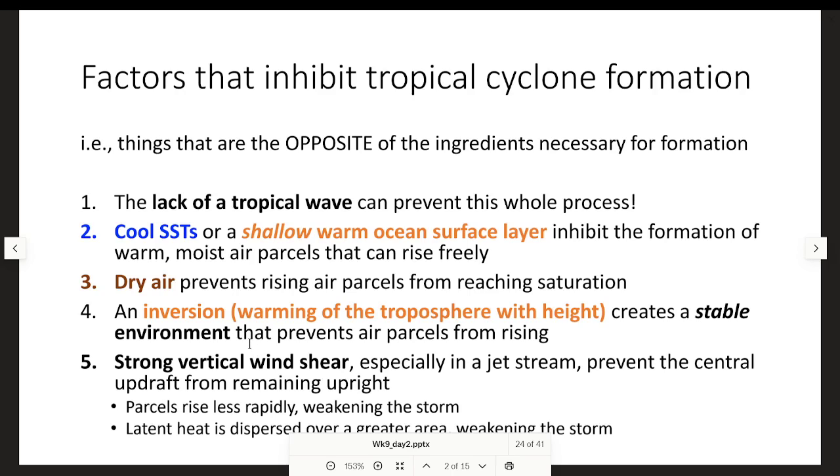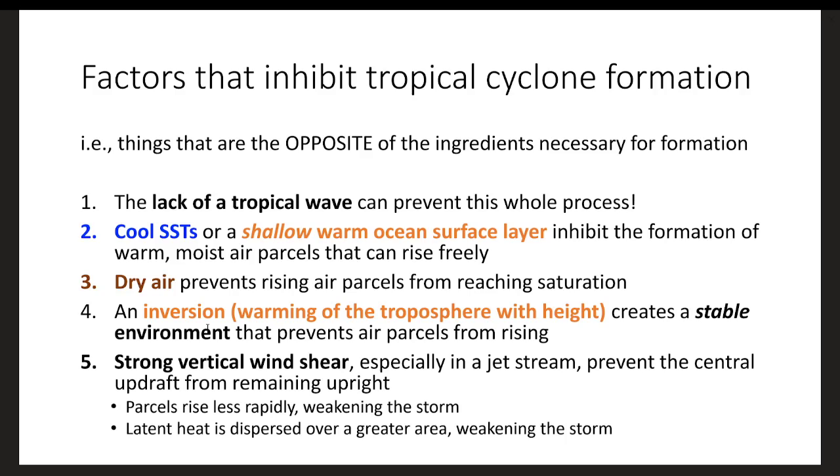So let's talk about factors that inhibit tropical cyclone formation. So inhibit just means things that don't allow it to form. So things that prevent formation. 1, the lack of a tropical wave can prevent this whole process. Yeah, so that thing off the coast of Africa that we're showing, those kind of fuel the whole thing. So if you don't have that, it's probably not going to form.